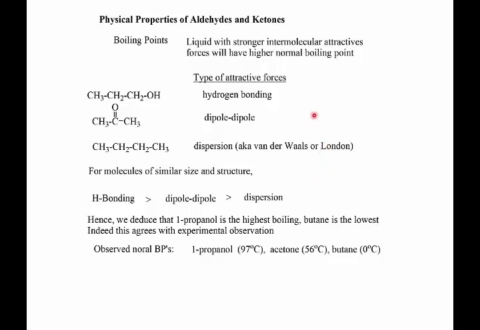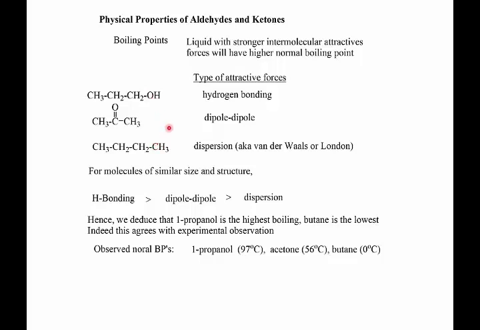We're going to try to predict the relative boiling points of these three compounds. These three compounds are close in their molecular weights, and I tried to make them as close as possible in terms of their structure. This is 1-propanol, this is acetone, and this is butane. We want to see which is the highest boiling, which is the lowest boiling of these three compounds.